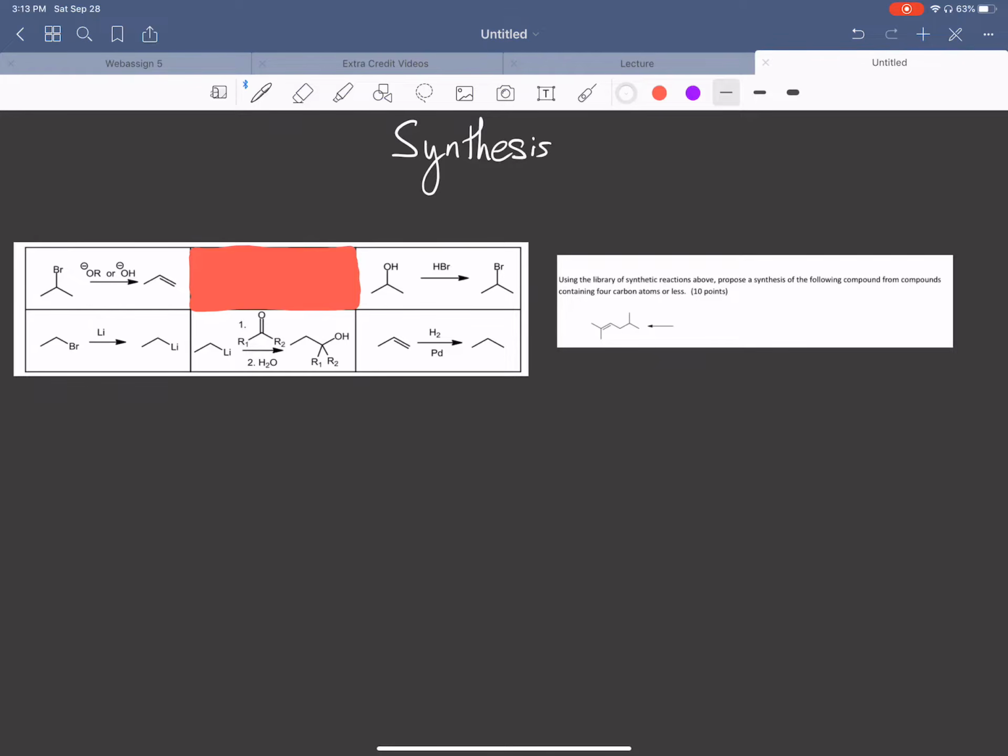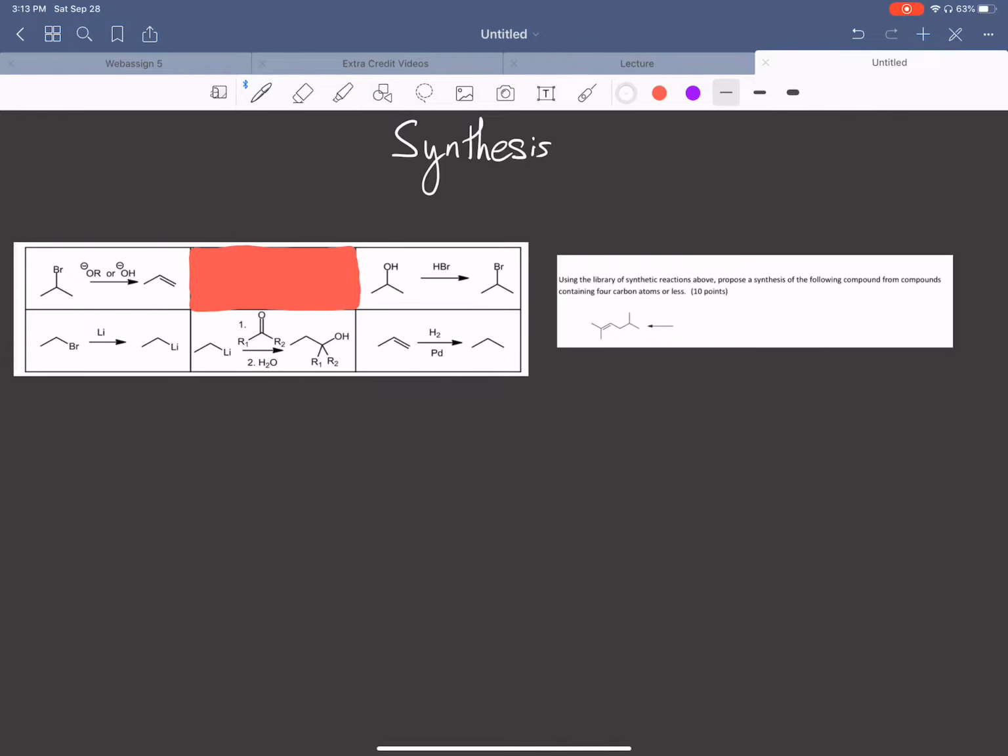Okay, and know that there are multiple acceptable answers for synthesis. Usually in the answer key, they'll only show you one, but as long as your synthesis works, even if you found it differently, you'll get the full credit. Okay, but it has to obviously check out. And so you need to make your synthesis work essentially 100% of the time. All right, you can't have a mixture of products because that can make you lose points.